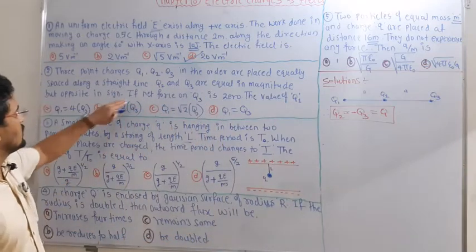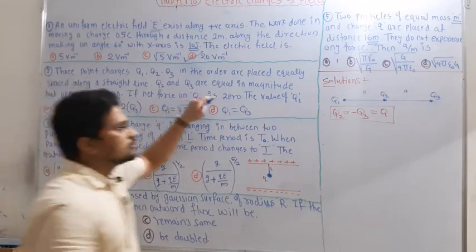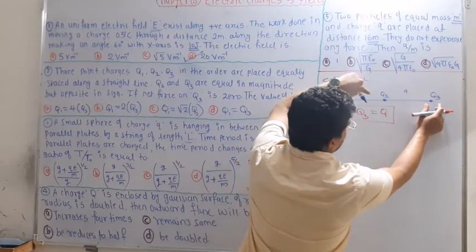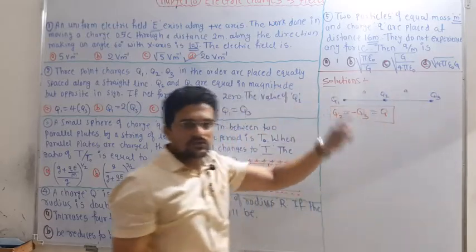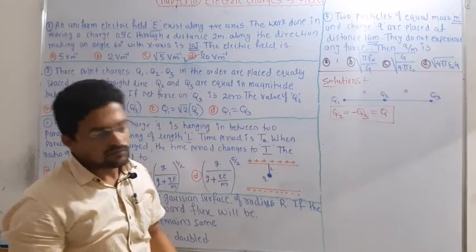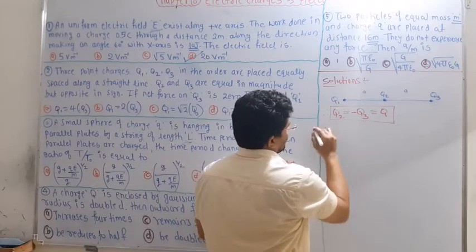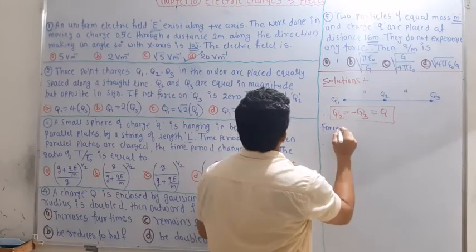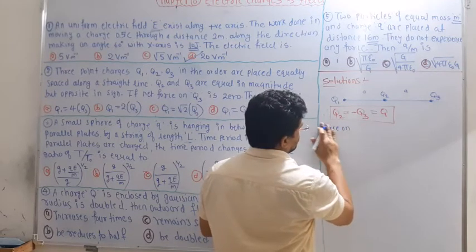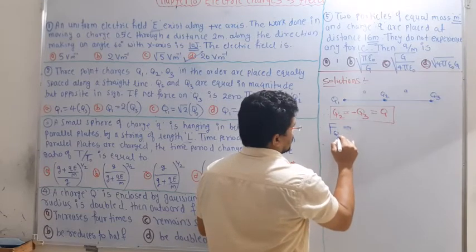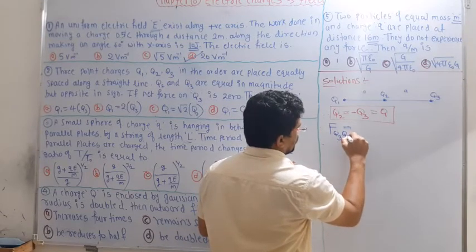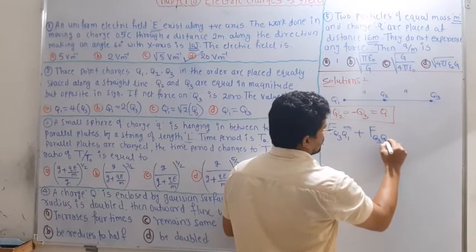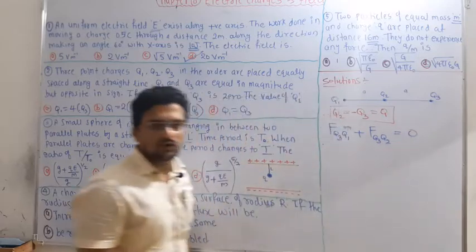Then, if the net force on Q3 is 0, so the net force on Q3 means the force due to Q1 plus the force due to Q2 is 0. Then the value of Q1 will be... here we can say the force on Q3 due to Q1 plus the force on Q3 due to Q2 is equal to 0. It is already given.